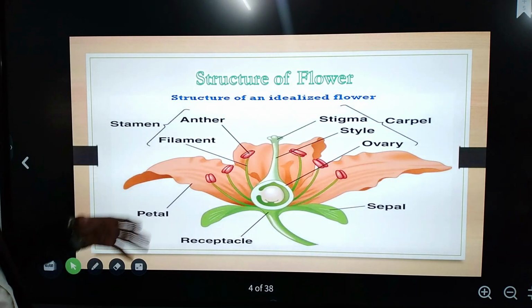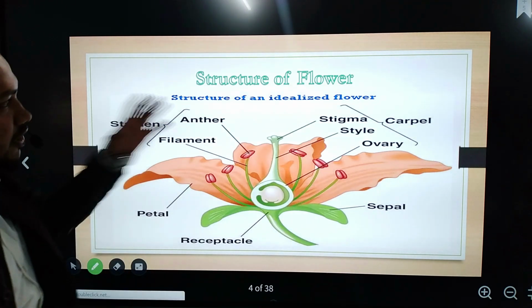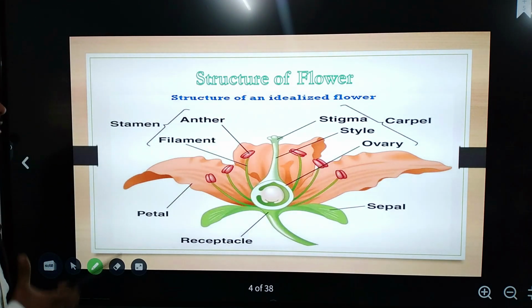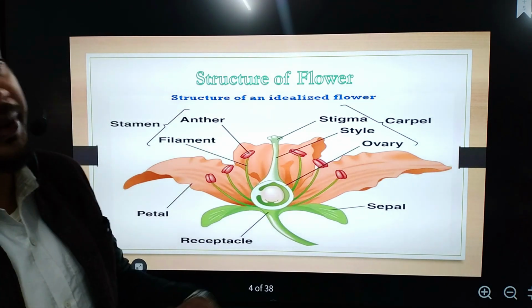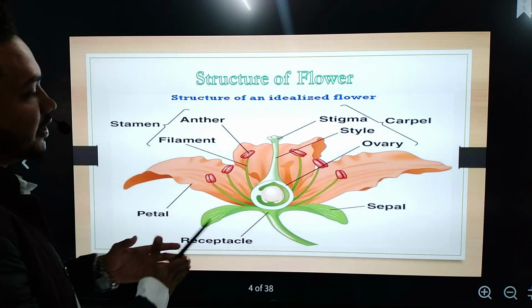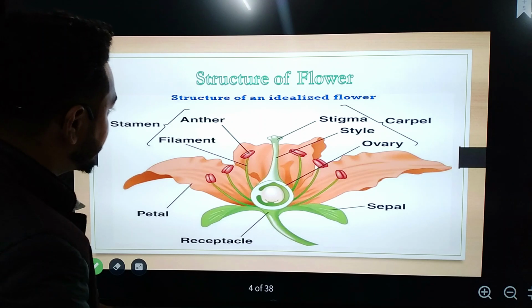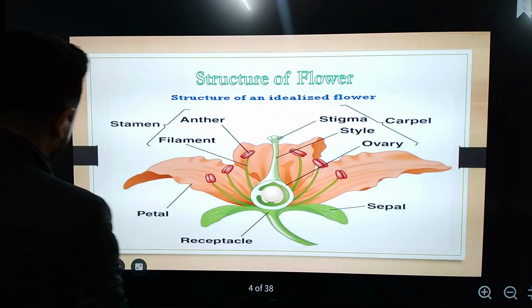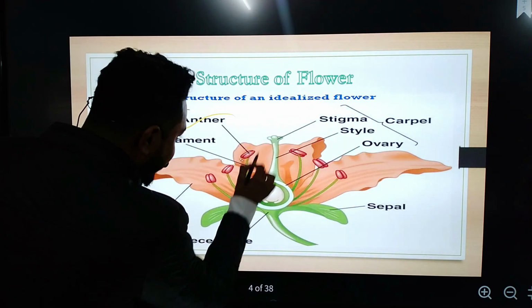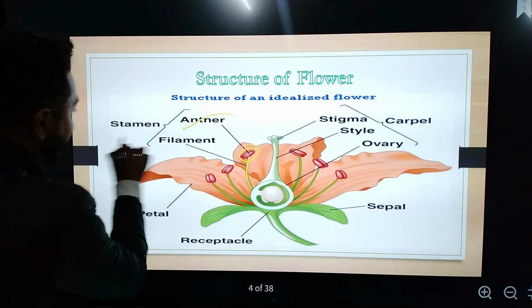So now let's move to the very important part of today's topic, the structure of the flower. It is very important whenever we learn about sexual or asexual reproduction in flowering plants. So it is important to know the diagrammatic representation of this particular flower, the China rose. Just see the nomenclature of the parts mentioned there. That is the anther. This anther and filament constitute the stamen.